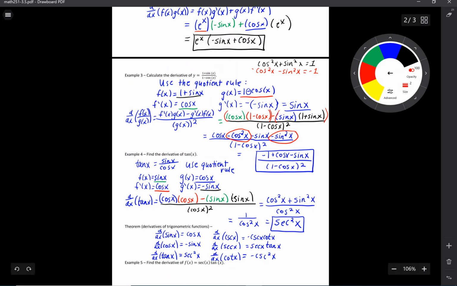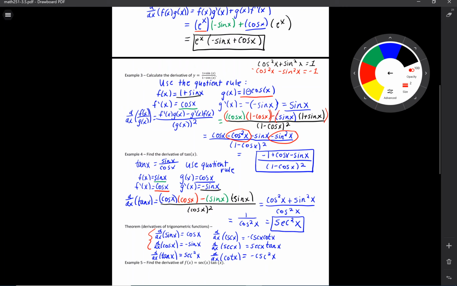So again, the most important ones here are these first 2, cosine and sine, because we can write the other 4 as a quotient of either of these 2. So if we forget them, say on an exam or something like that, we can easily use the quotient rule in order to find the derivatives of the other 4.